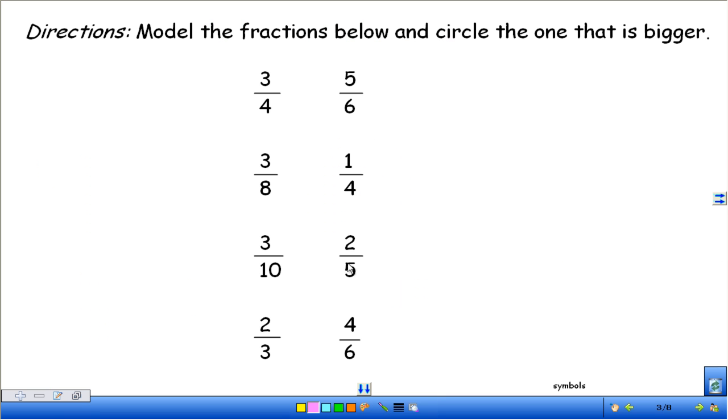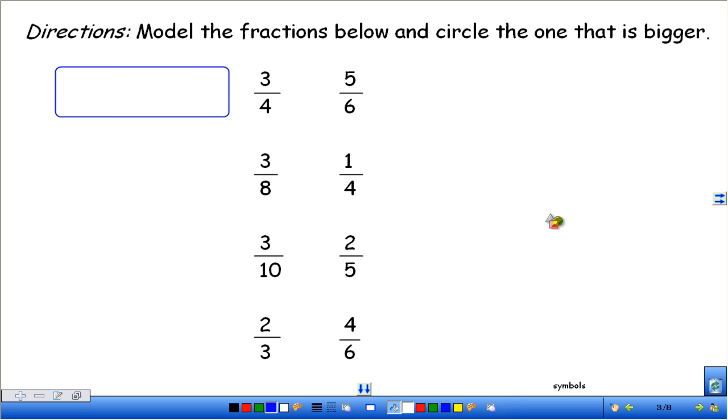So these fractions, I want you to model them below, and I want you to circle the one that's bigger. Let's just do a couple of these. So for example, pick what you want to use. If you want to use a circle, use a circle. If you want to use a square, use a square. If you want to use a rectangle, just be careful with a rectangle because remember your pieces all have to be the same.